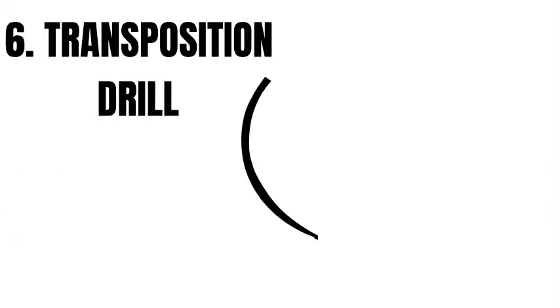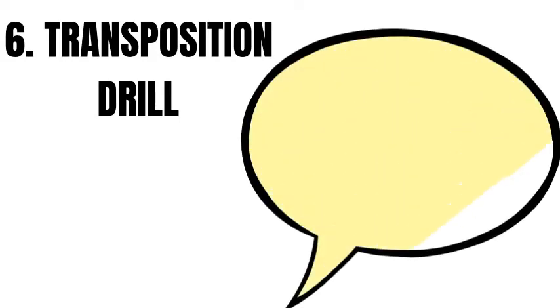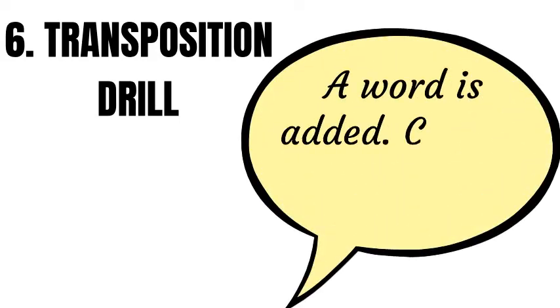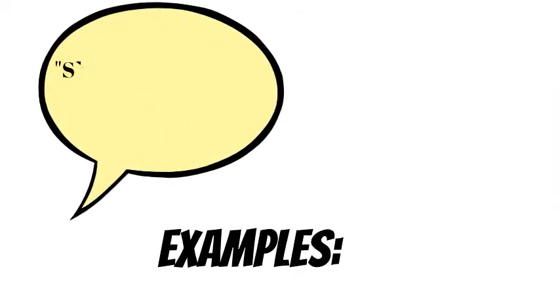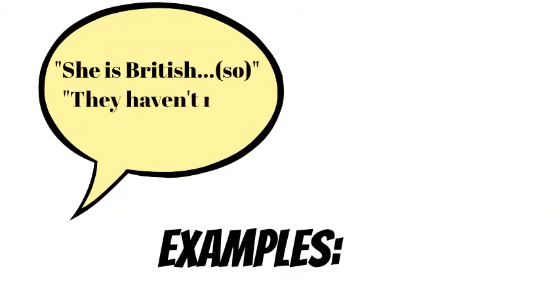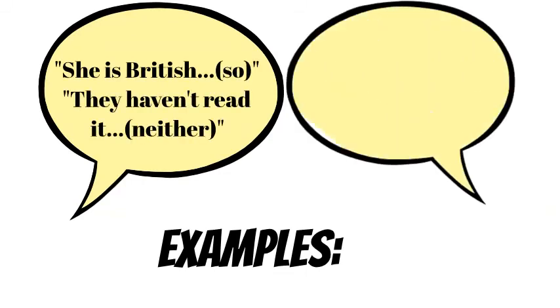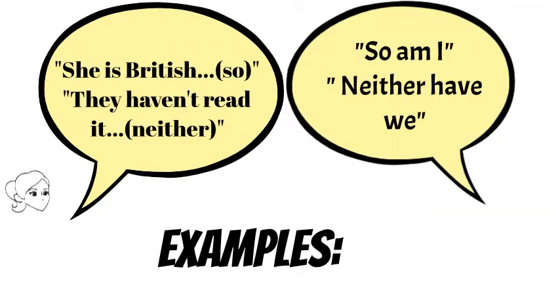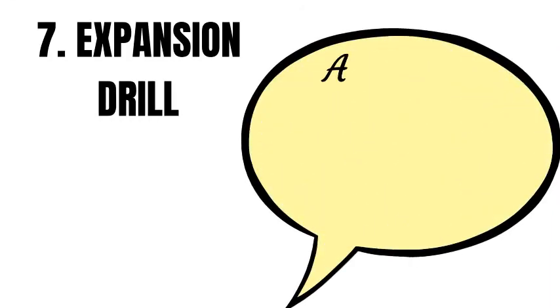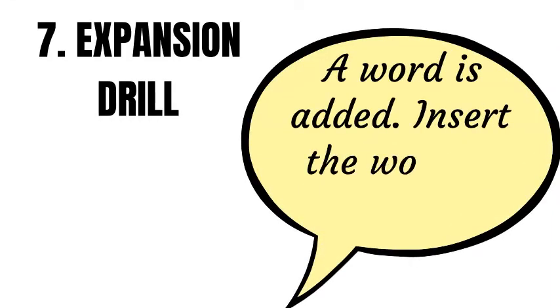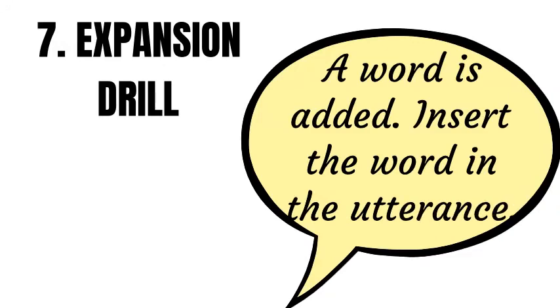Number 6, transposition drill. Here a change in word order is necessary because a word is added. For example, she is British. So am I. Or they have never read it. Neither have we. Number 7, expansion drill. When a word is added, it takes a certain place in the sequence.